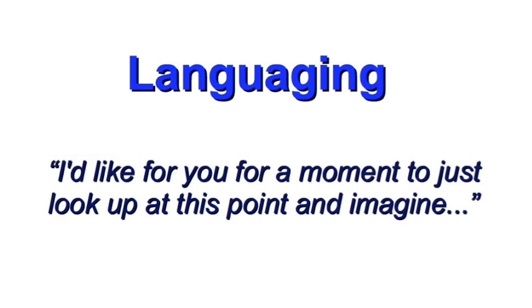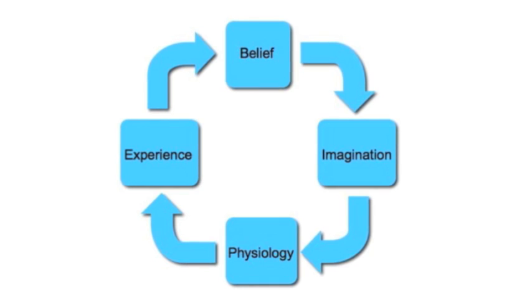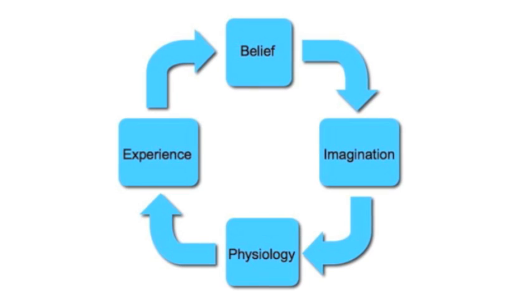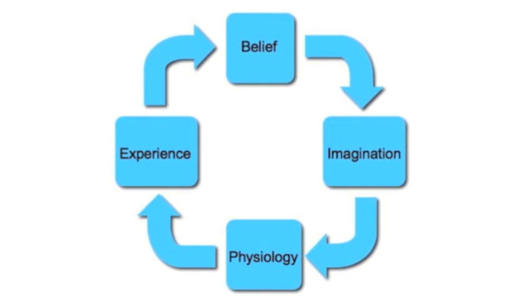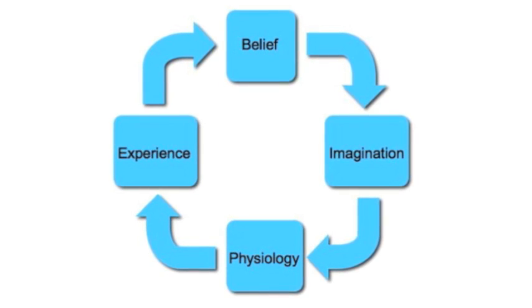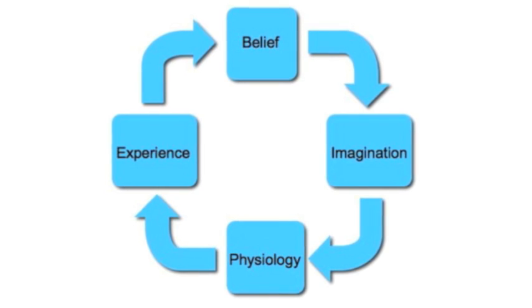Now let's take a look here at the wording. What I'm saying is I'd like for you for a moment to just look up at this point and imagine. Now I'm saying look up at this point. That is a direct instruction and I want to see who follows it, who is going to respond. I say look up at this point and imagine that there is a bubble floating right here. Imagine. Now think about the hypnotic loop. If you remember the hypnotic loop, we have beliefs, imagination, physiology, and experience. So what I'm doing here is I'm beginning a hypnotic loop and I'm kicking it off at point 2 in the loop. I'm engaging imagination directly to begin the hypnotic process.